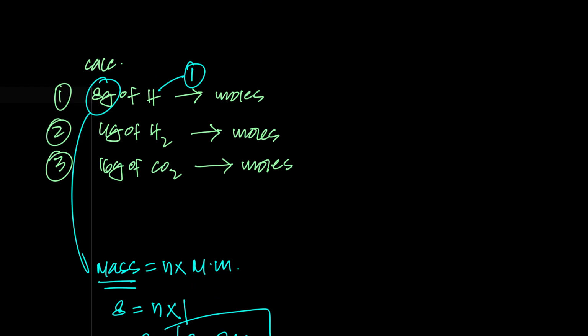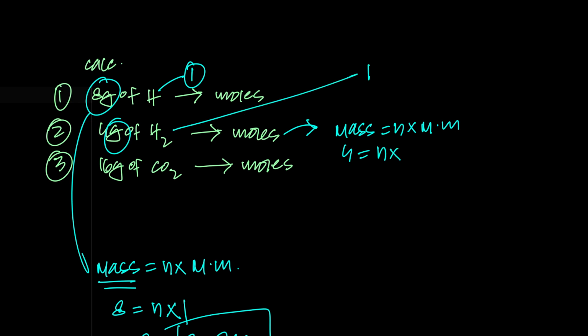Now if I want to calculate the moles in this case, again you're given mass, so I'm going to use this formula. Mass equals mole times molar mass. Mass is given, 4 grams. Moles I have to calculate. Molar mass of hydrogen is how much? Go to the periodic table. Hydrogen is 1, but since you have 2 hydrogens, you multiply it by 2. So n times 2. N is equal to 4 divided by 2. That's 2 moles.